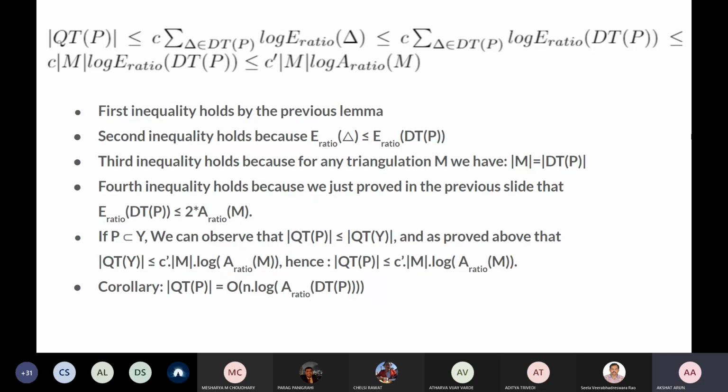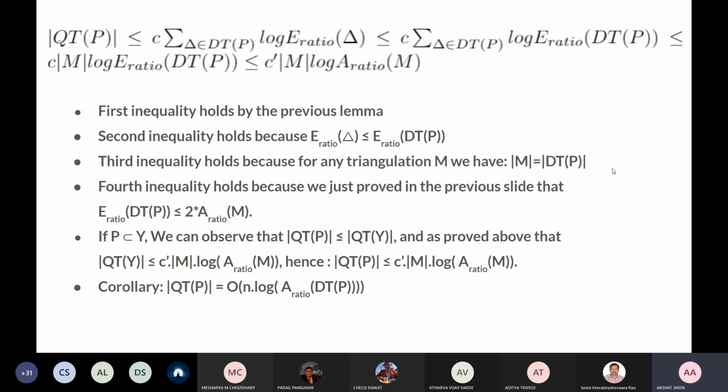The third inequality holds because for any triangulation M, the number of triangles in M is equal to the number of triangles in Delaunay's triangulation. That is the same thing. So M here is any arbitrary triangulation. The fourth inequality holds because we just proved in the previous slide that the edge ratio of Delaunay's triangulation is bounded by 2 times the aspect ratio of arbitrary triangulation M. So we proved the theorem when the point set is equal to Y.